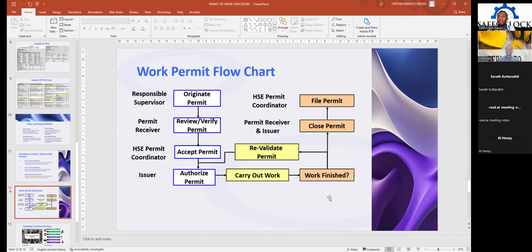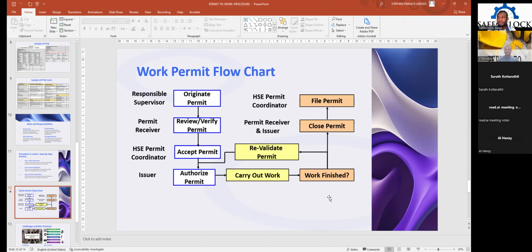In some industries, the permit is issued on a daily basis. In some, it is issued on a weekly basis. In some industries, you can even issue a permit for one month. Like in most facilities, you could issue for up to two weeks, one week, and even a month, as long as the risk is not high and it's more of a PPM, preventive maintenance. So in such a case, you can give a permit for such a length of period.